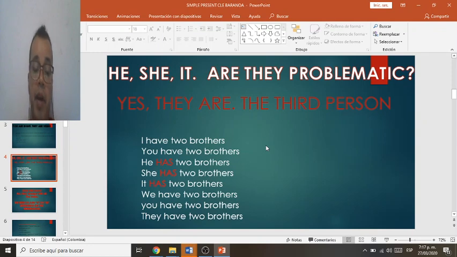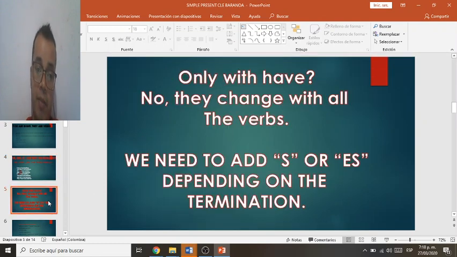Let's take an example. The verb to have in English, and in Spanish el verbo tener o haber. I have two brothers, no problem. You have two brothers, no problem. He, she, and it has, you see, changed. We, you, and they, again, no problem. So as you can see, the problematic ones are he, she, and it. Keep it in mind. He, she, and it, problems. Have, but for he, she, and it, we have has.